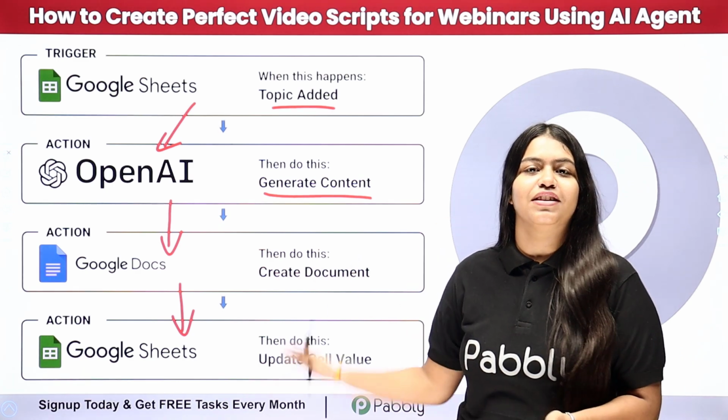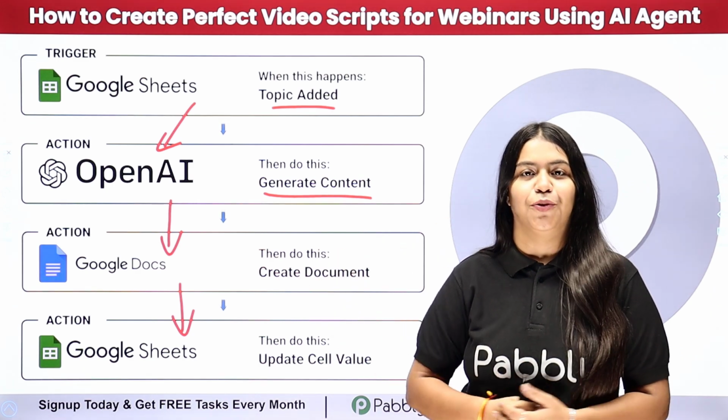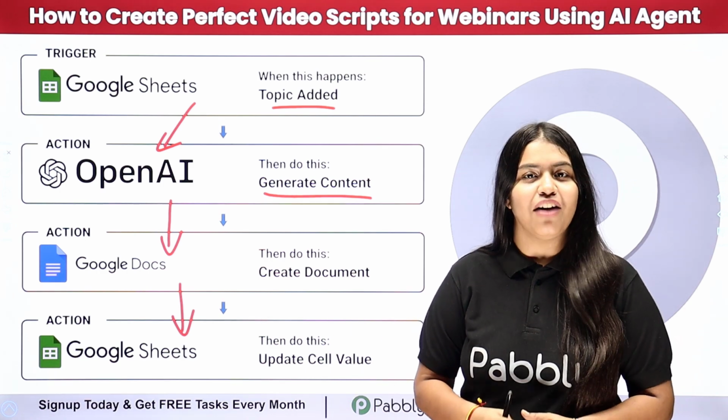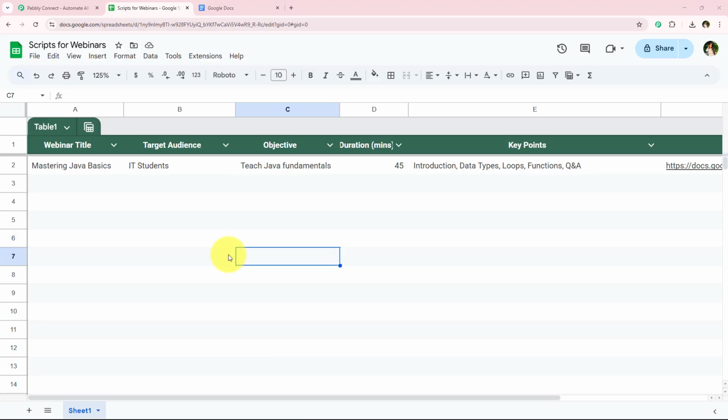So do you also want to create this automation or this connection for your own business? Then for that you have to come with me towards my screen. Welcome to my screen. So in this video I'll show you how to create high converting video scripts for your webinars using an AI agent inside Pabbly.